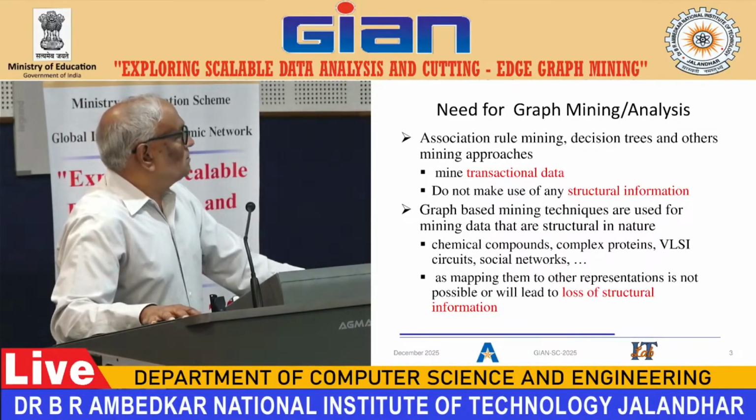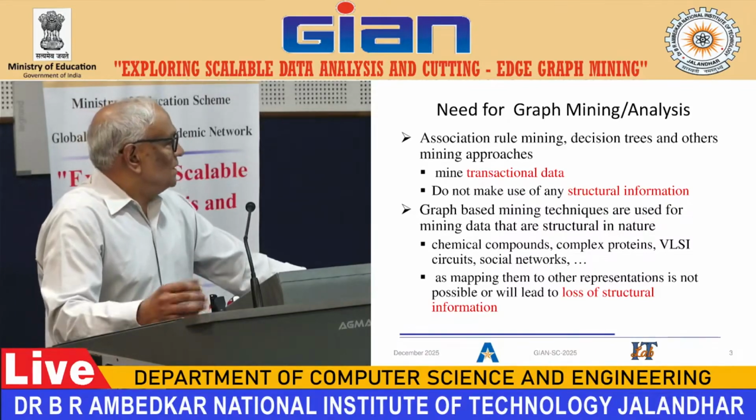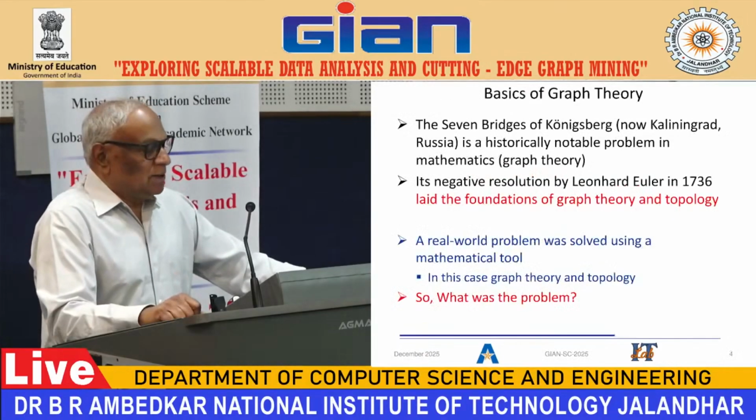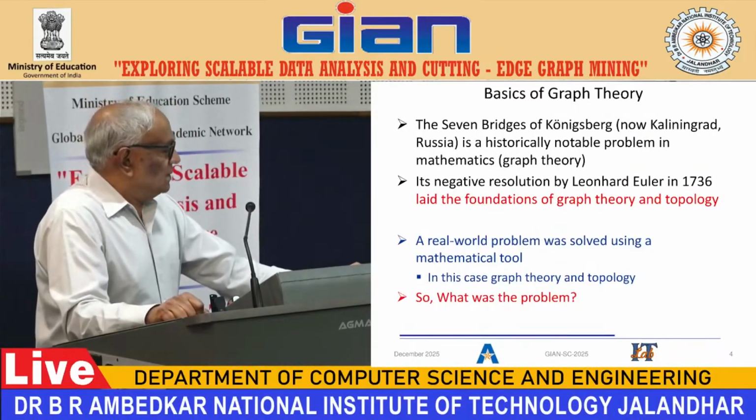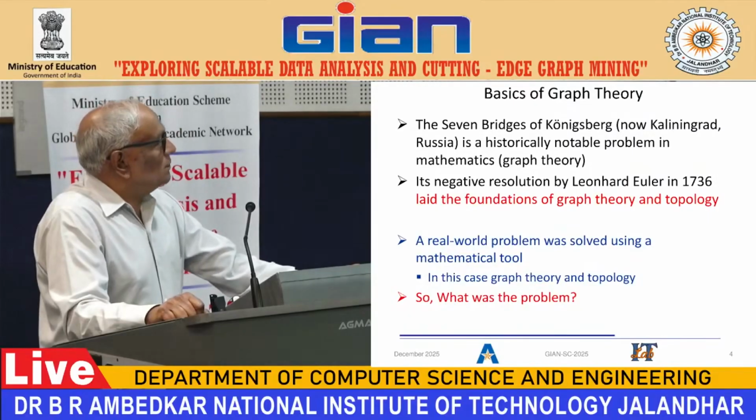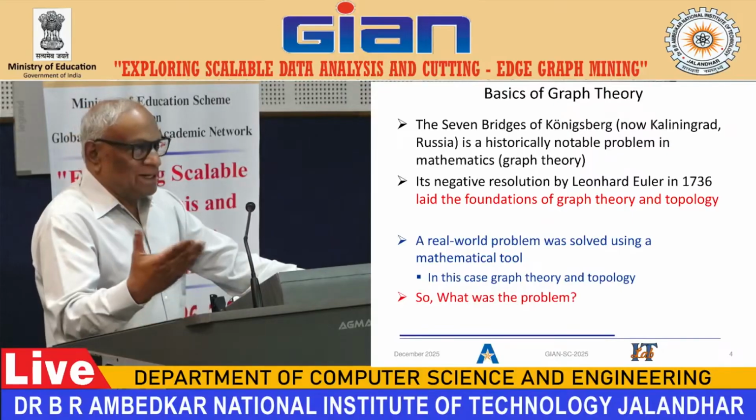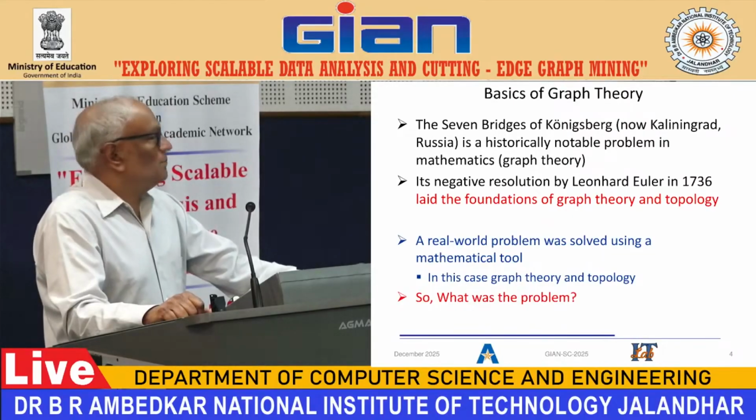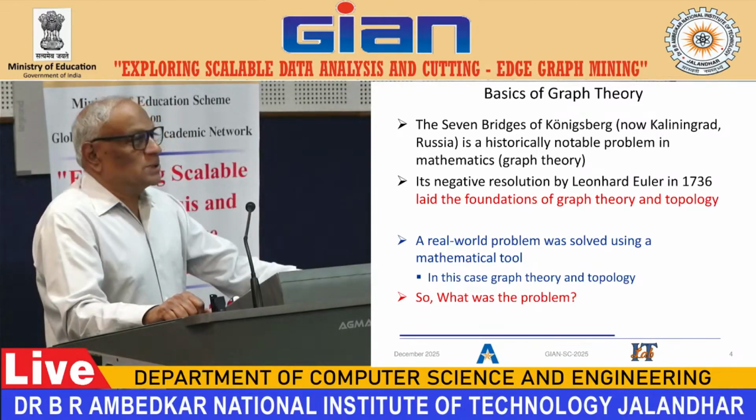So this brings us to the basics of graph theory. I usually start with this example. I don't know how many of you are familiar with it or have heard of it. There was a problem called the 7 bridges of Königsberg. It's a real town in Russia, now known as Kaliningrad. It's a historically notable problem in mathematics, or graph theory. This came about around 1736.